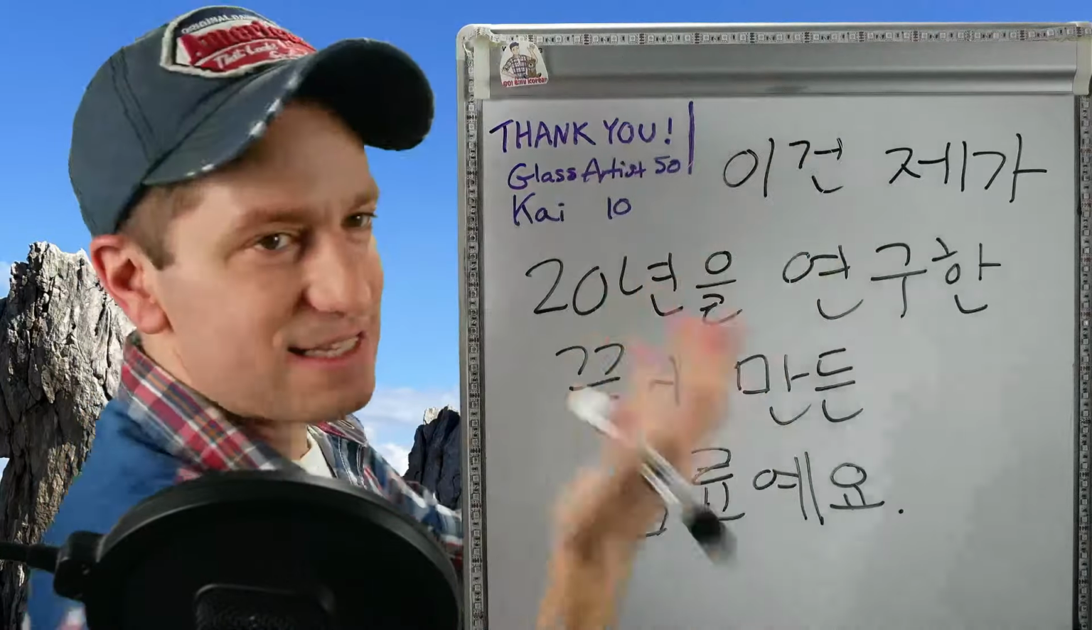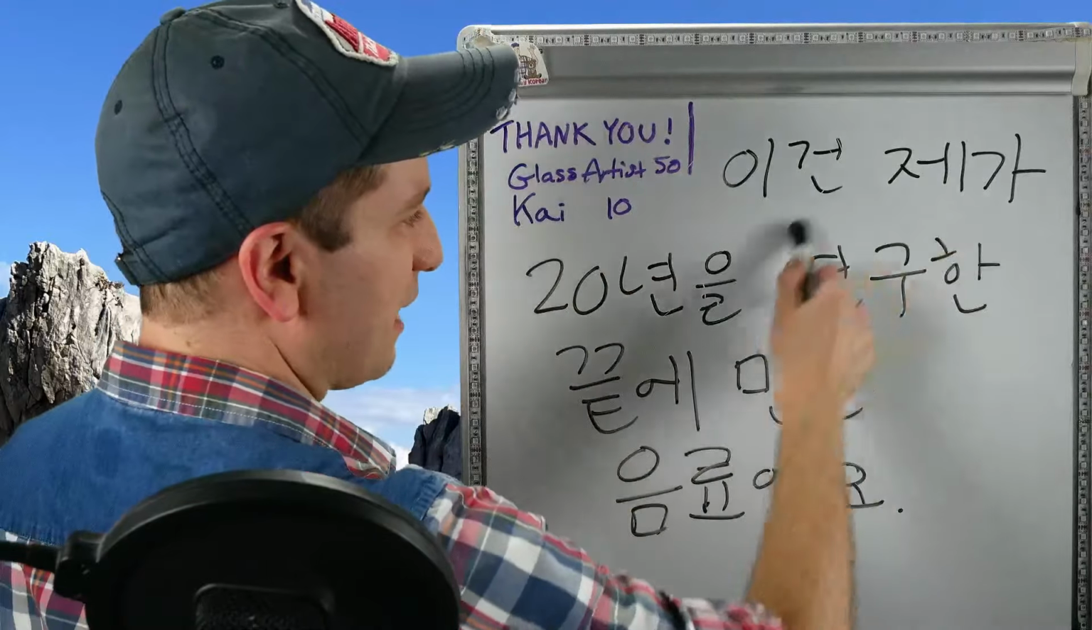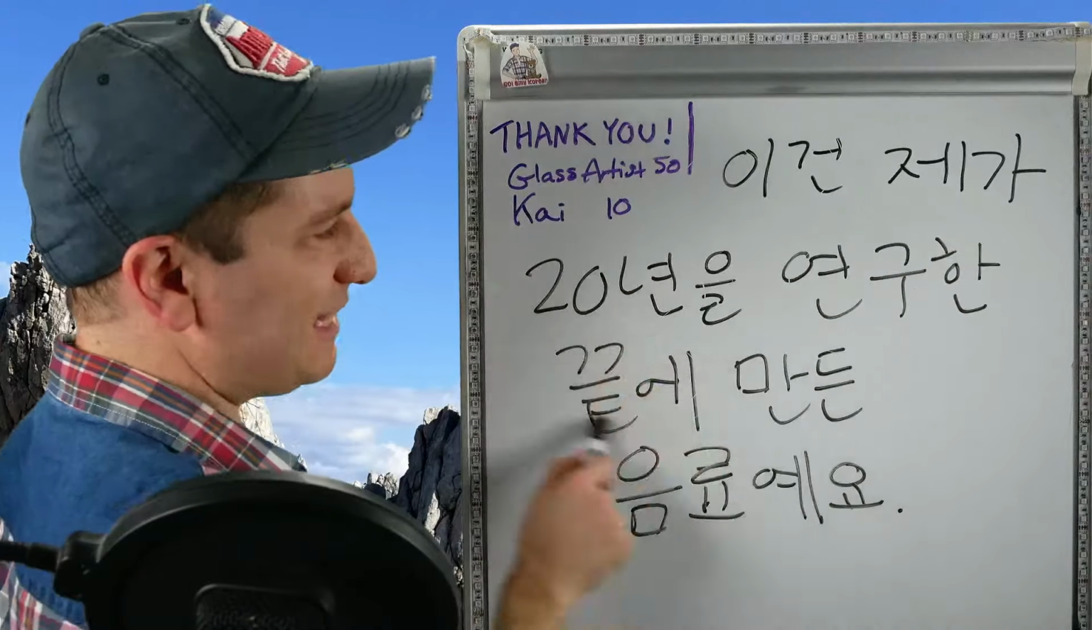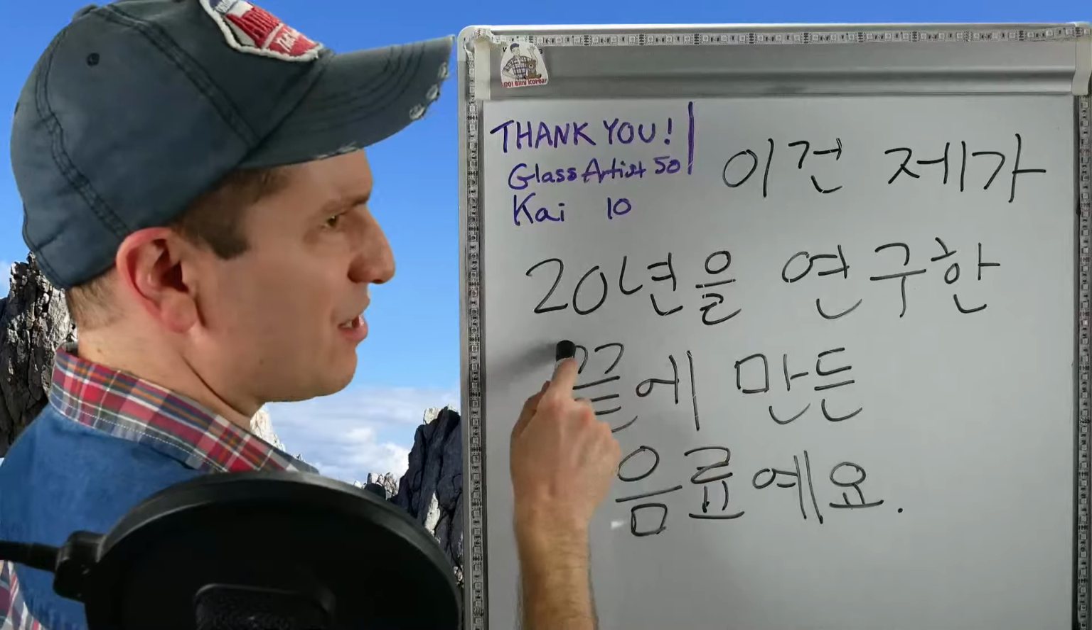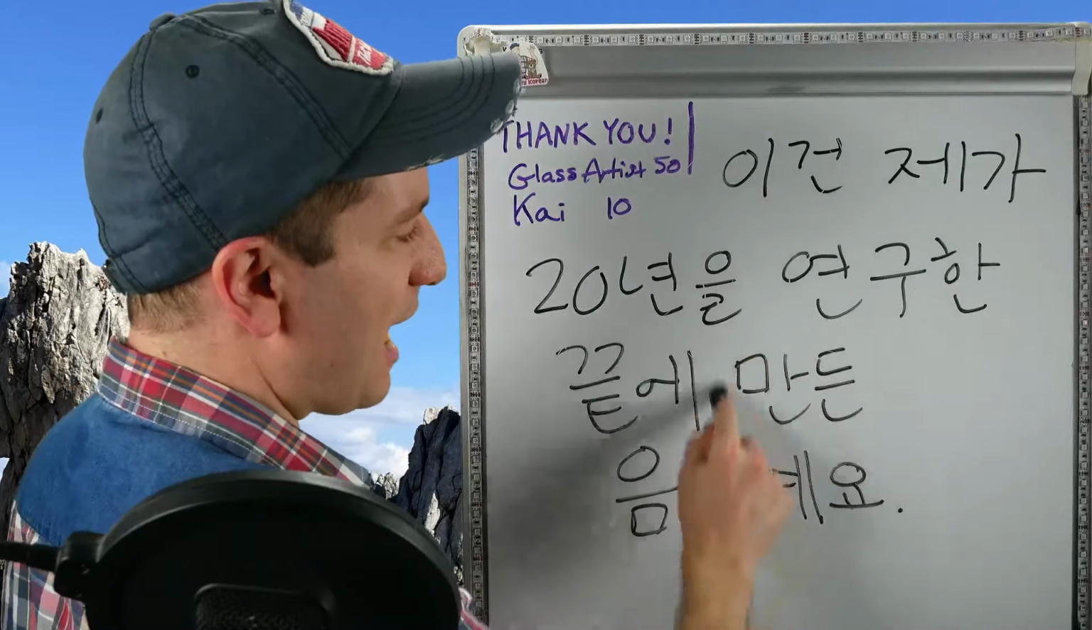이것은, this thing, this is 제가 20년, 20 years 연구하다, to research, 끝에. So at the end of researching 20 years, 만들다, to make, 만든 음료. So a drink that I made.